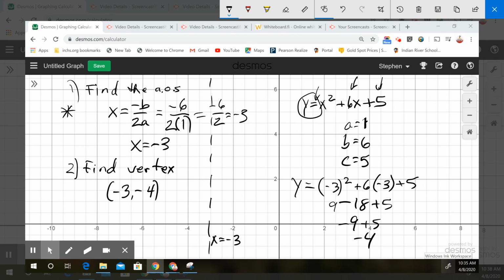So the vertex is negative 3, negative 4. It's down here somewhere. That's the vertex. From there, all you need is a few points, and we'll talk about that in a minute. But those are the very first two steps of graphing a quadratic: find the axis of symmetry, then find the vertex.